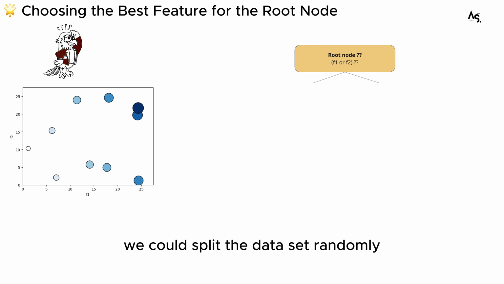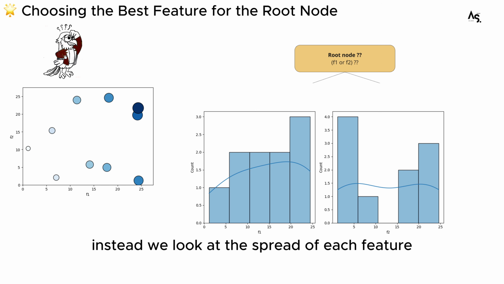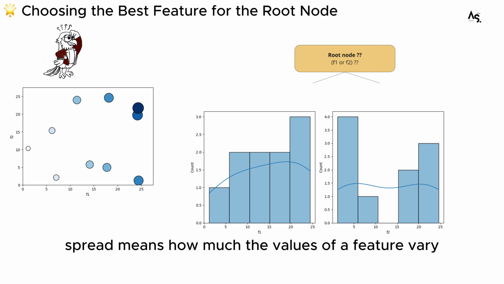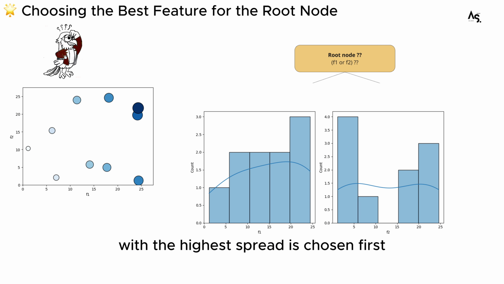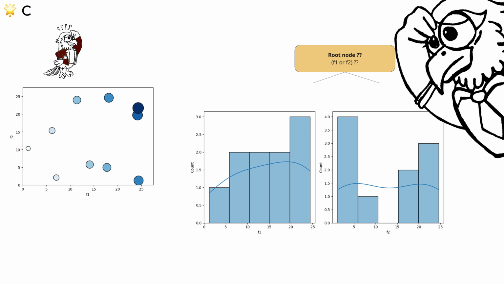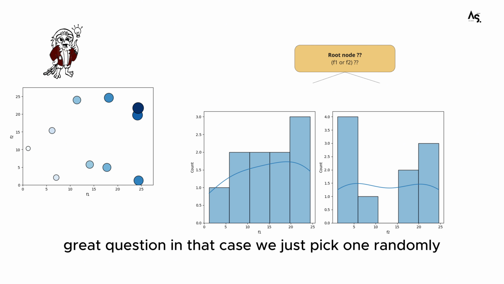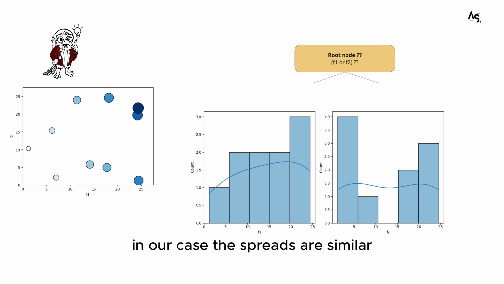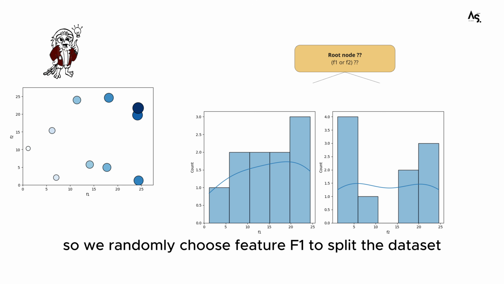We could split the dataset randomly, but that's not smart. Instead, we look at the spread of each feature. Spread means how much the values of a feature vary, and the feature with the highest spread is chosen first. But wait, what if all features have roughly the same spread? Great question. In that case, we just pick one randomly. In our case, the spreads are similar, so we randomly choose feature F1 to split the dataset first.